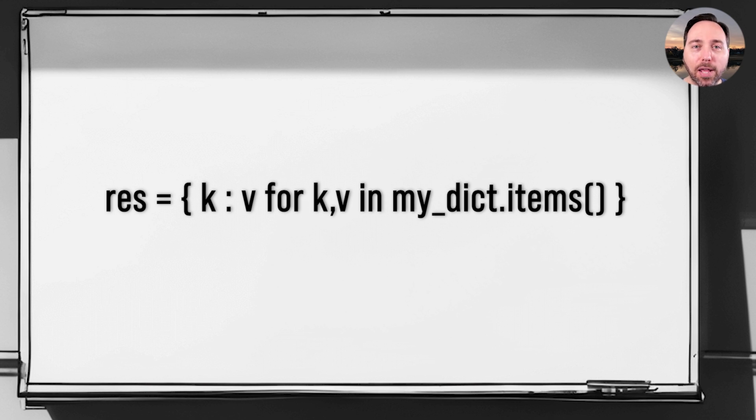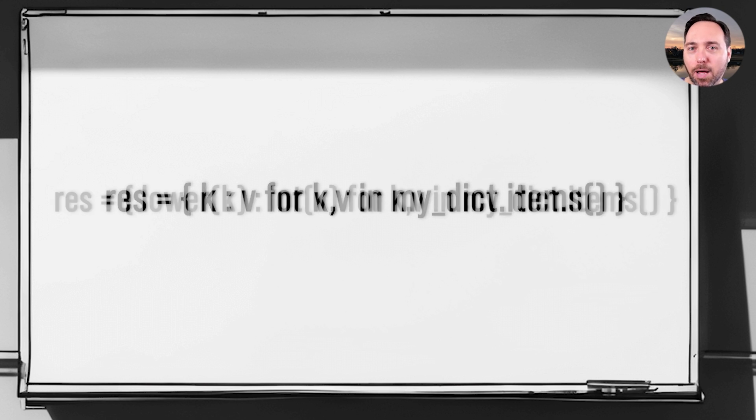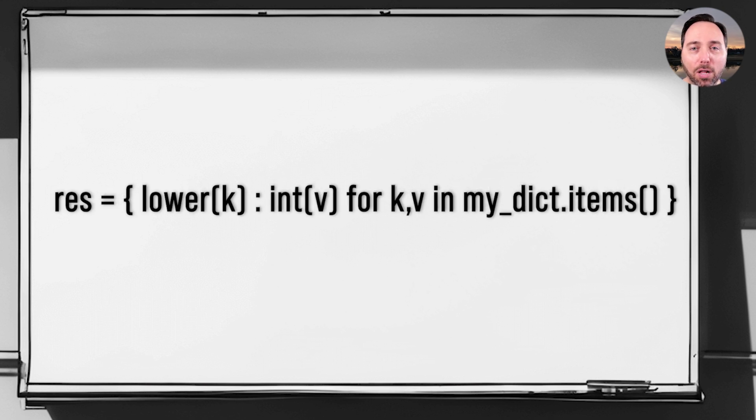In order to iterate over each key in the dictionary, we use the items method to give me back a series of tuples. I can do whatever I'd like to these keys and values, and the curly braces around this indicate that we are going to end up with a dictionary at the end. Okay, this is kind of dumb, but what if we want to lowercase all of the keys and convert the values to integers?